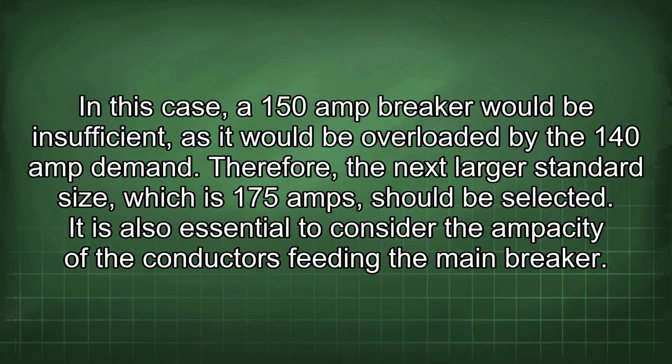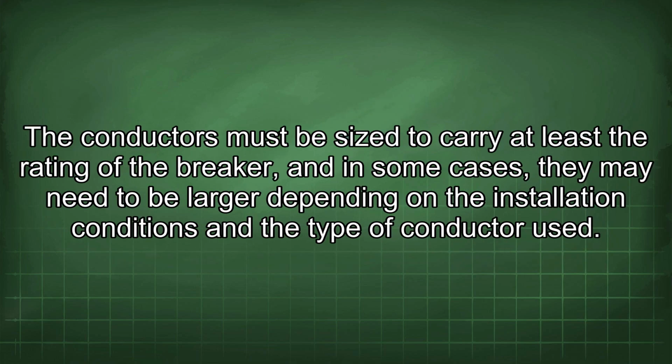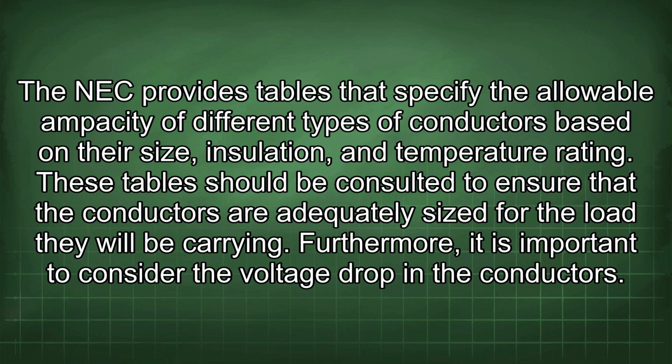It is also essential to consider the ampacity of the conductors feeding the main breaker. The conductors must be sized to carry at least the rating of the breaker, and in some cases, they may need to be larger depending on the installation conditions and the type of conductor used. The NEC provides tables that specify the allowable ampacity of different types of conductors based on their size, insulation, and temperature rating. These tables should be consulted to ensure that the conductors are adequately sized for the load they will be carrying. Furthermore, it is important to consider the voltage drop in the conductors.